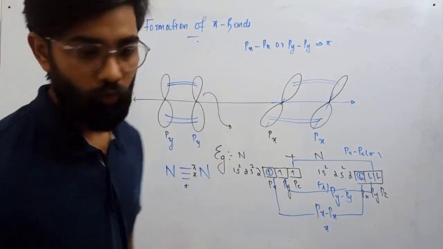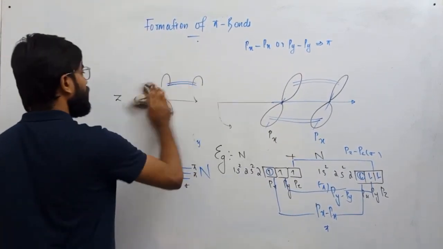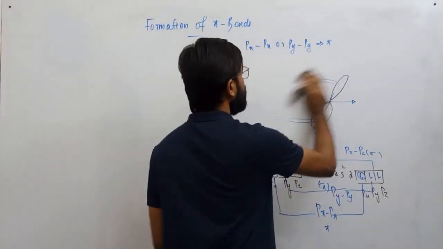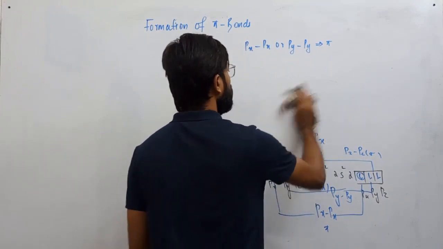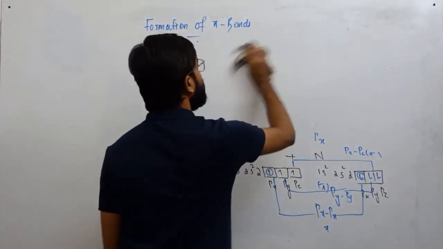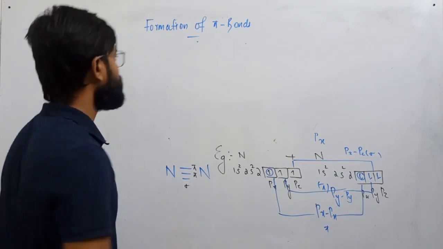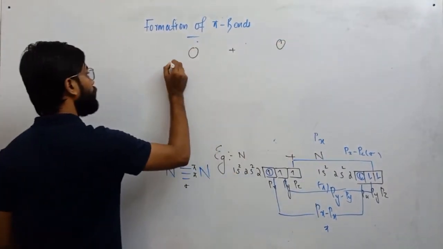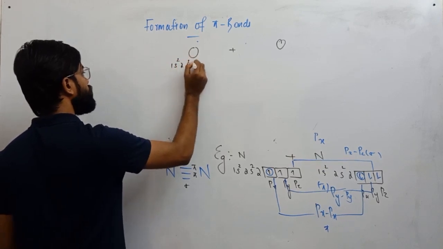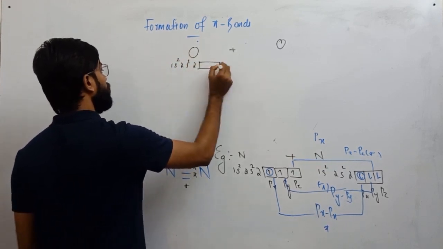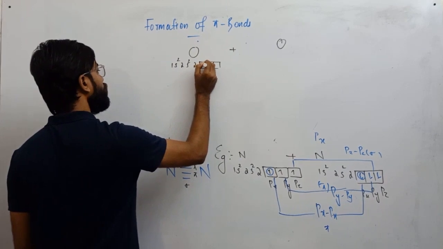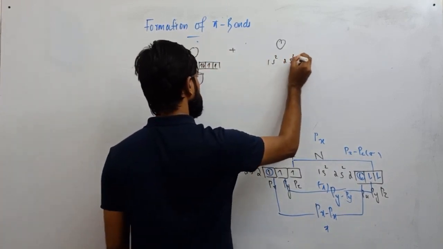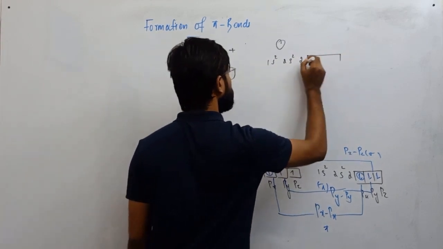Let me show one more example, the bond formation in the oxygen molecule. What about the electronic configuration of oxygen? In your O2, we have two oxygen atoms. Configuration 1s2, 2s2. What about the valence orbital? The valence orbital is 2p4. Here 1s2, 2s2, 2p4.